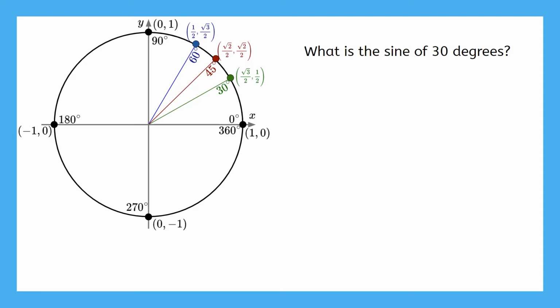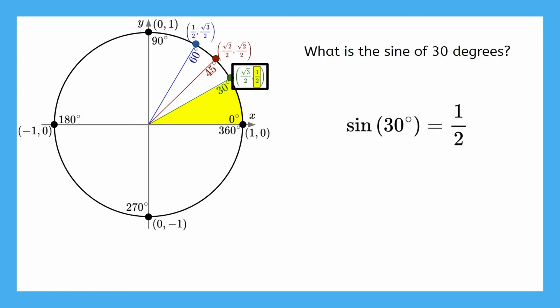Here we have a unit circle with points labeled at 30 degrees, 45 degrees, and 60 degrees. What's the sine of 30 degrees? Well, here's the 30-degree angle, and remember, the sine of an angle is the same as the y-coordinate for that point on the unit circle. That's this point here. So the y-coordinate of this point is the answer, 1/2.